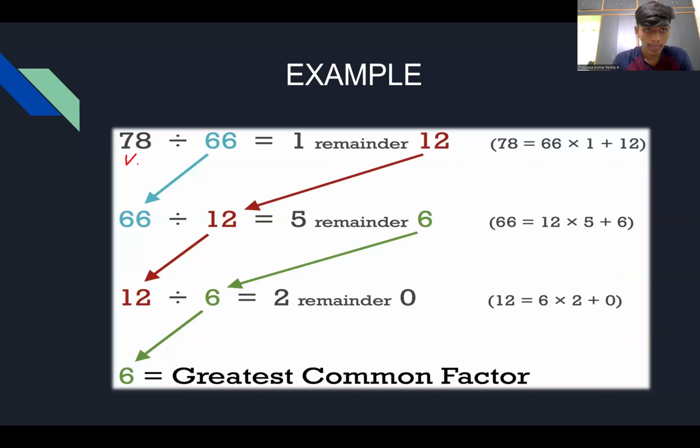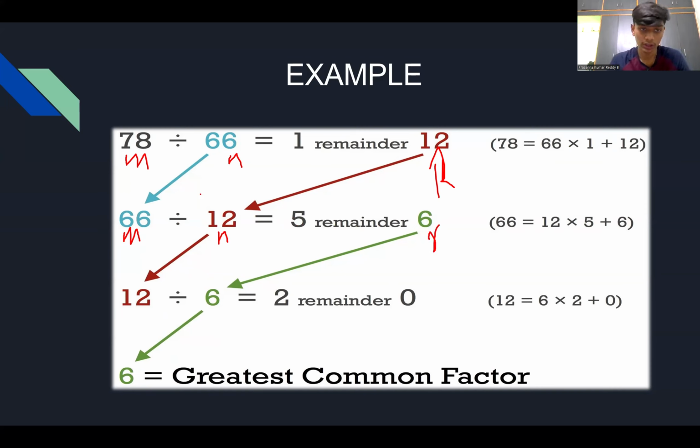This is m and this is n. So the remainder is 12. Now we are going to assign the n as m and the remainder as n. And again we are going to divide. Now we are going to get the remainder as 6.